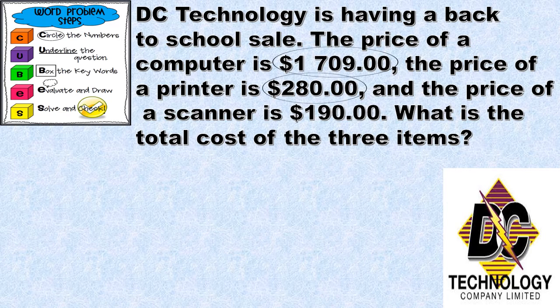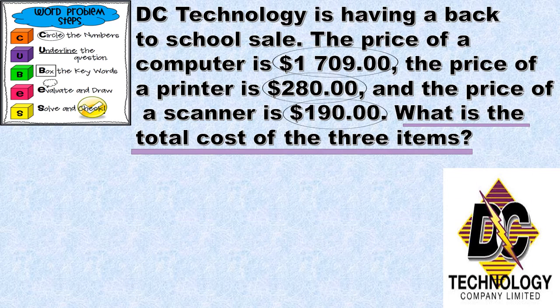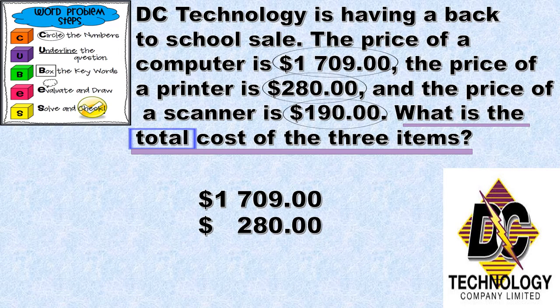Circle the numbers I will be dealing with. Underline the question. Box the keyword. Now evaluate. The keyword here, total, is indicating that I should add. I will use an addition number sentence to solve. $1,709 plus $280 plus $190.